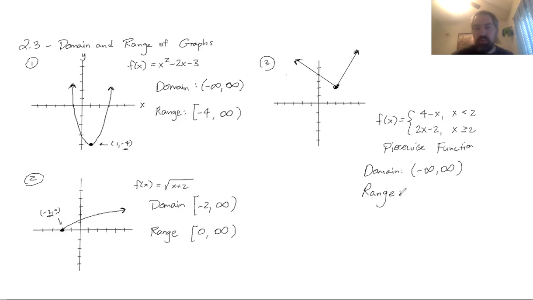Okay, and then the range. What is the smallest y value? Well, the smallest y value would occur at this point here, which is 2, 2. So the smallest y value is 2. We can include 2 here. And then what's the largest y value? Well, the y values keep going up with the arrow. So that would be 2 to infinity for the range.